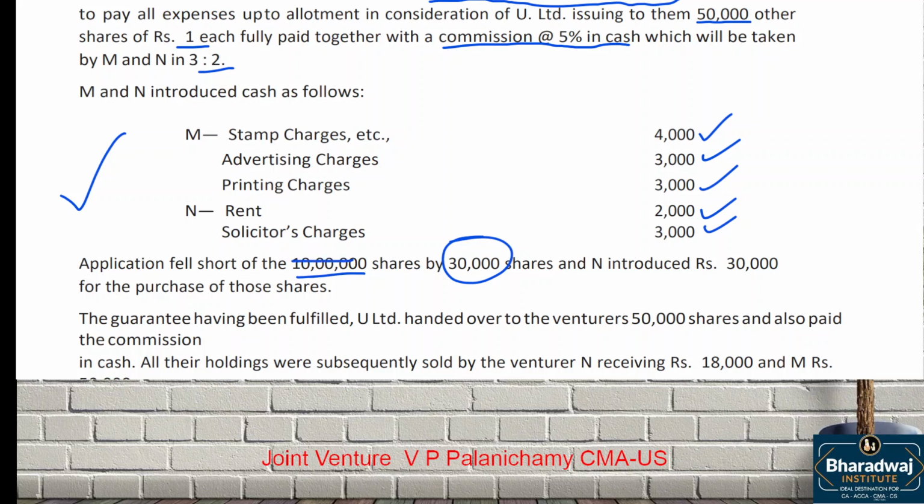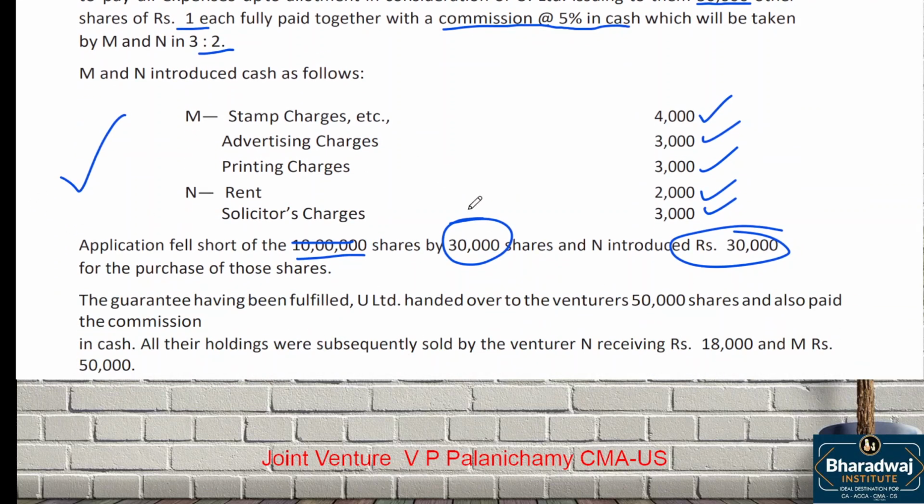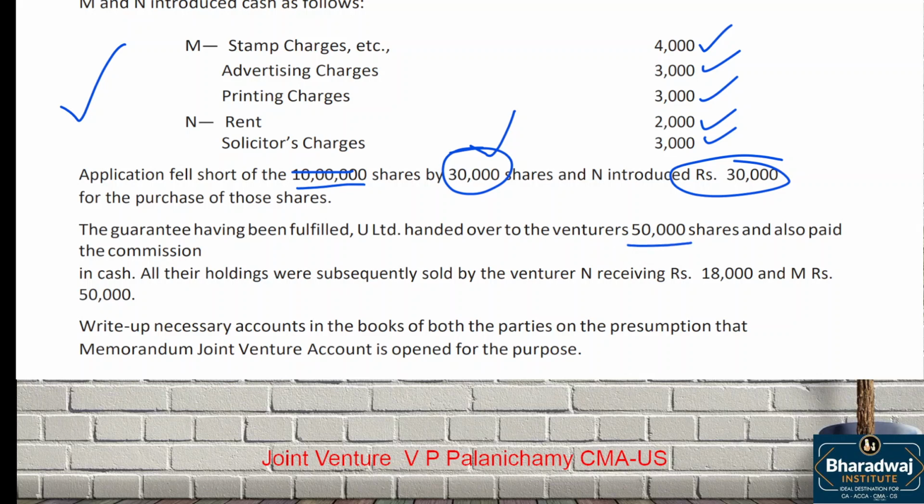N paid 30,000 for the purchase of shares. See, how many shares are issued by the company? 10 lakh shares are issued by the company. Applications fell short means we were not able to collect 30,000 applications, so you have to pay the money. The guarantee has been fulfilled. 50,000 shares had been handed over and also paid the commission. All the holdings were sold.